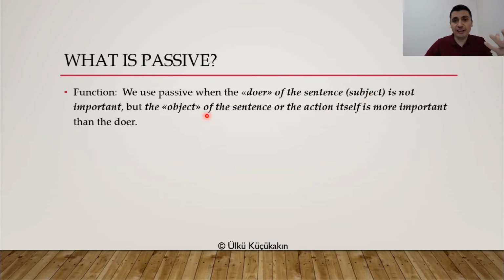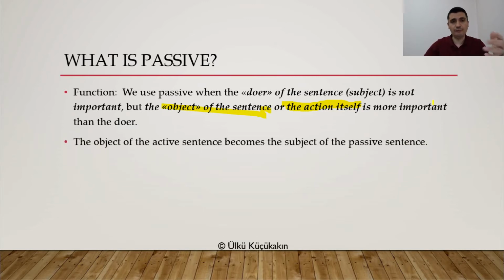So, in every sentence, we have a subject, right? But sometimes the subject of the sentence is not very important. But the object of the sentence or the action itself is more important than the doer. So here we have two things. Sometimes the object of the sentence is more important, and sometimes the action itself is more important. So if the object is more important or if the action itself is more important than the subject, then we use passive voice. Now what does that mean?